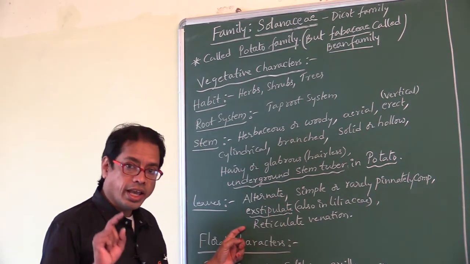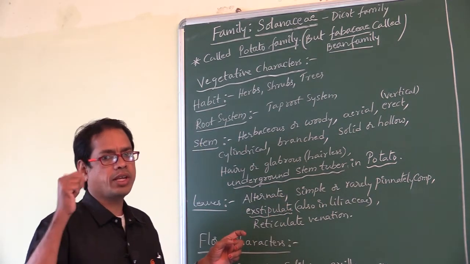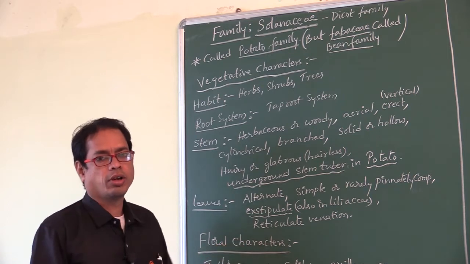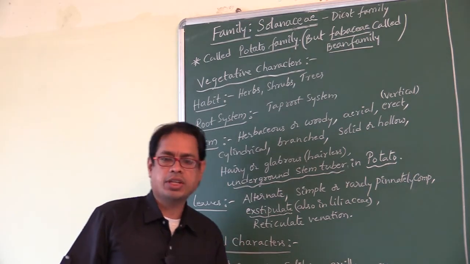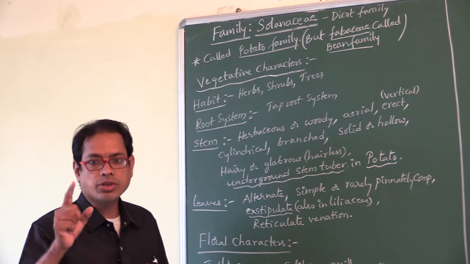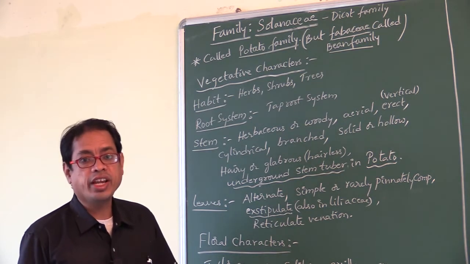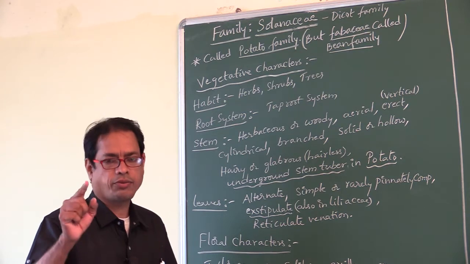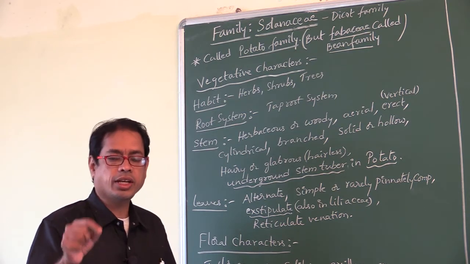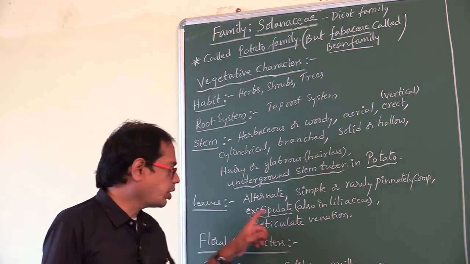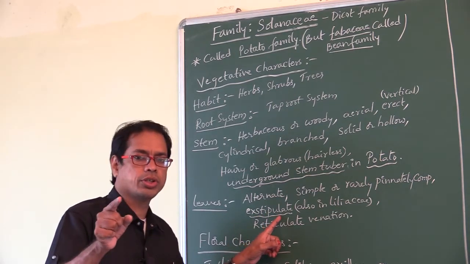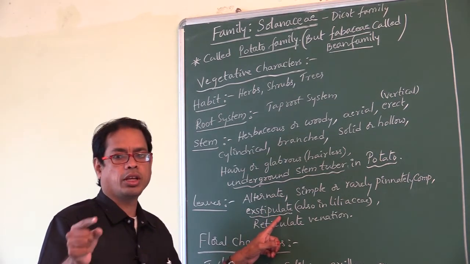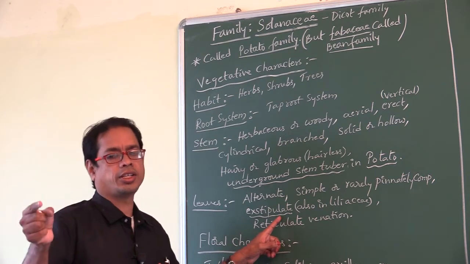These are exstipulate, whereas Fabaceae is stipulate. How can you say stipulate? Fabaceae is stipulate because pea contains foliaceous stipules. So stipulate is found in Fabaceae. Exstipulate means without stipules, found both in Solanaceae and Liliaceae.